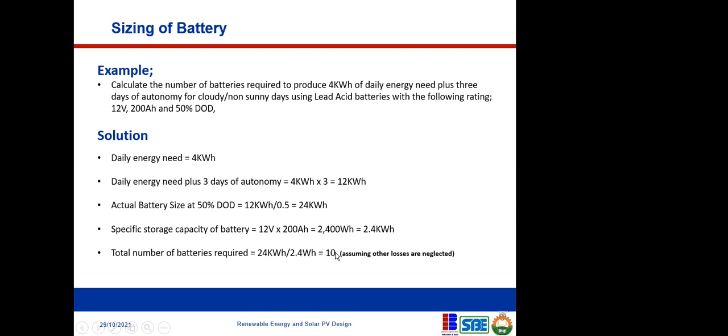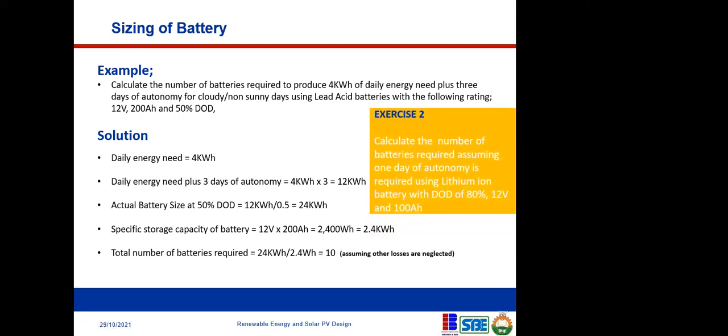This tells you that you need 10 batteries of this specification to be able to deliver 4 kilowatt hour plus 3 days of autonomy, in case there is no cloud, there is no sun for the day. I hope this is clear.